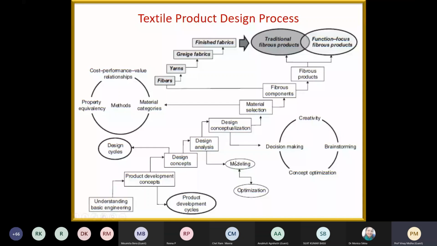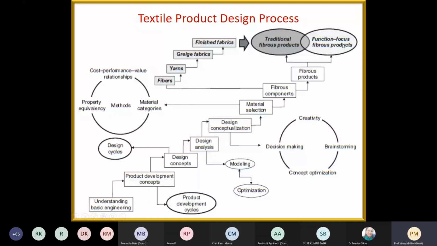We prepare some prototype of the product first, which will be taken further for the mass production. And when all these particular things, design, conceptualization and analysis, are being carried out, at that time we have to keep in mind what will be the material selection, what type of materials will actually be selected, what is the fiber to be selected, then what are the fibrous components. For example, in our textile case, these components include your fibers, yarns, then gray fabrics, finished fabrics. So from these, the traditional fibrous products or function-focused fibrous products can be manufactured.